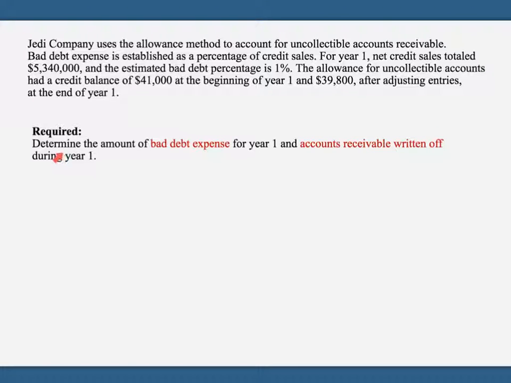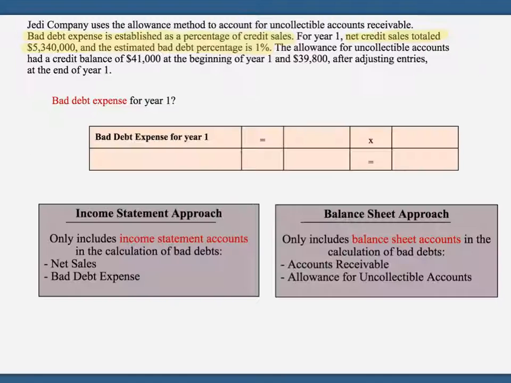And we are required to determine the amount of bad debt expense for year 1 and accounts receivable written off during year 1. So let's go ahead and figure out what bad debt expense for year 1 is.